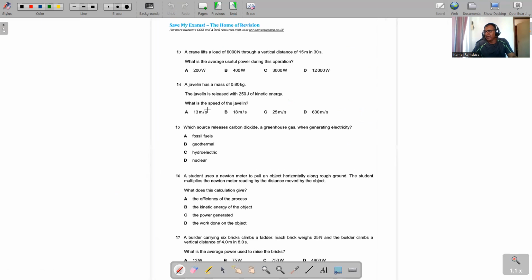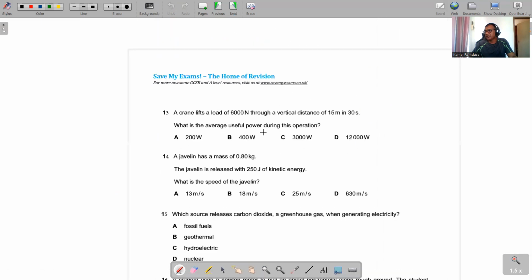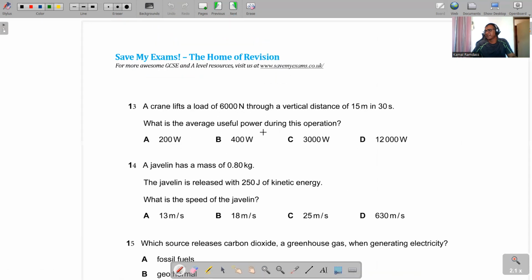A crane lifts 6000 newtons to a vertical distance of 15 meters in 30 seconds. What is the average useful power during the operation? Bon, 6000 newtons, energy, delta potential est égal à weight times delta H. Weight, c'est 6000.